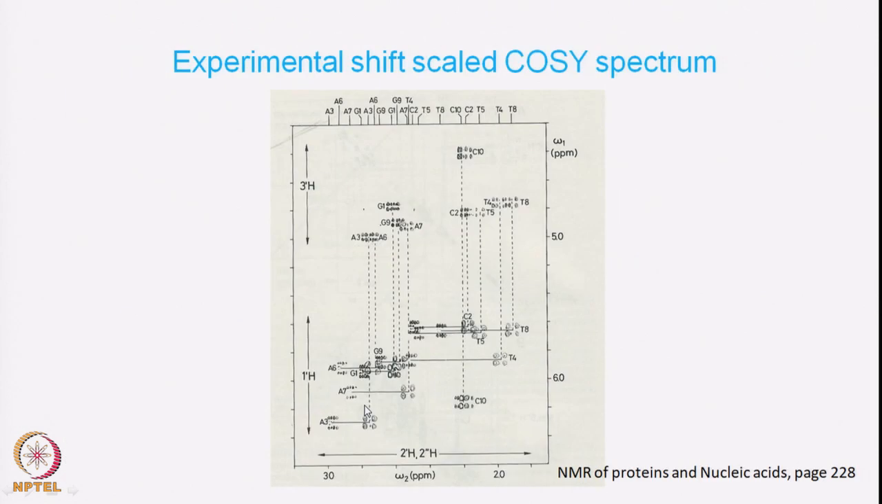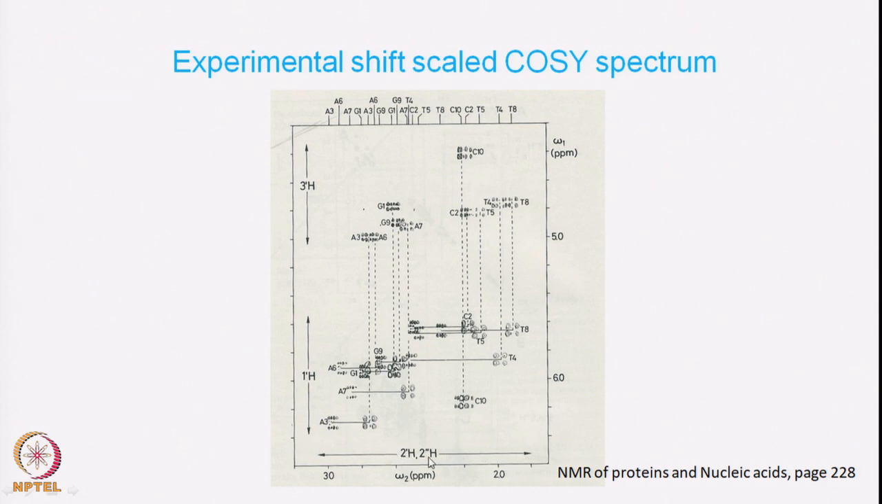Okay. So, here is an experimental example, a practical example, although you cannot see the fine structures here, but this was used to improve the resolution in the fine structure of the peak. This is a spectrum taken from Wüthrich's book NMR of Proteins and Nucleic Acids, and this is a spectrum of a DNA molecule. You have so many cross peaks here. What is shown here is only the cross peak region of a DNA segment.